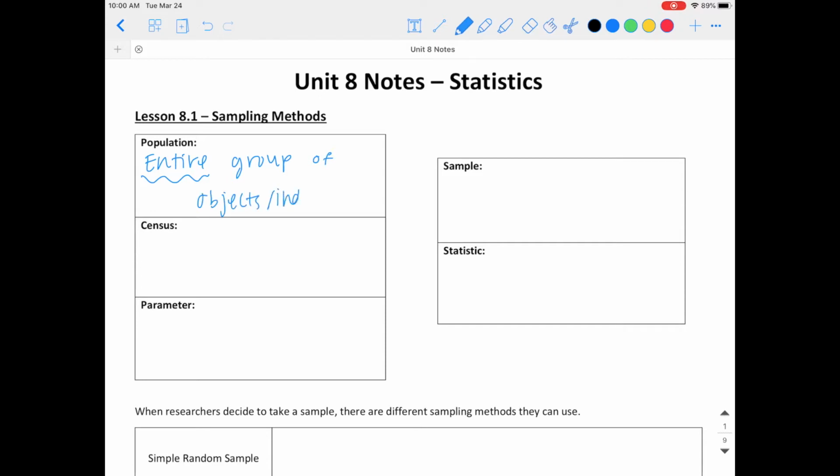Okay, so the population is everybody. Individuals. Okay. So that's a population.